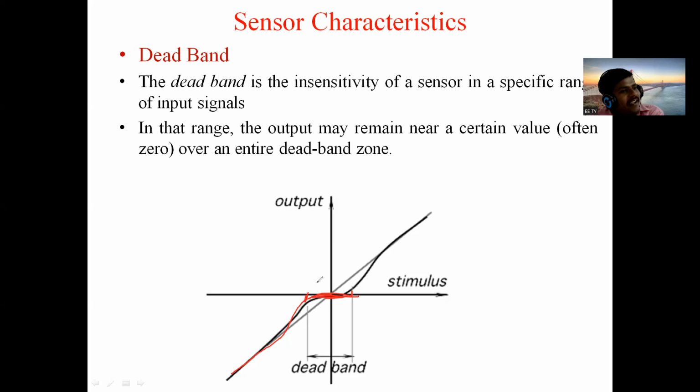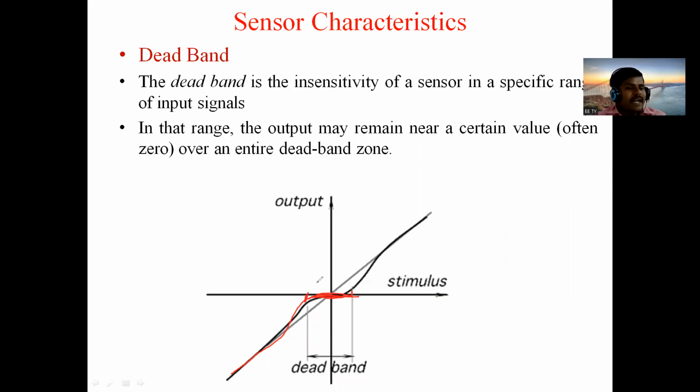Even though input is present, it cannot give output, or it gives 0 output, that means it is insensitive. So it is the insensitivity of that sensor in the specific range of input stimuli. The output signal obtained from the sensor is 0. This span is called the dead band, and it is one of the characteristics of a sensor. In that range, the output may remain near a certain value, often 0, over the entire dead band zone.